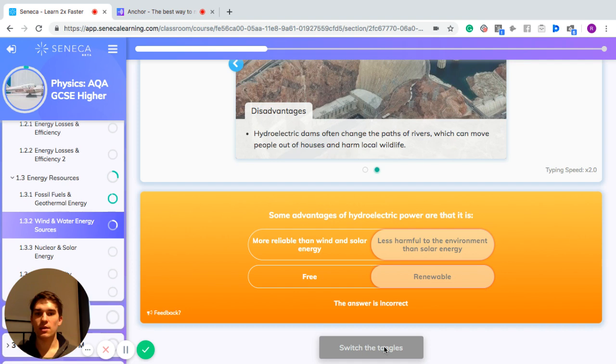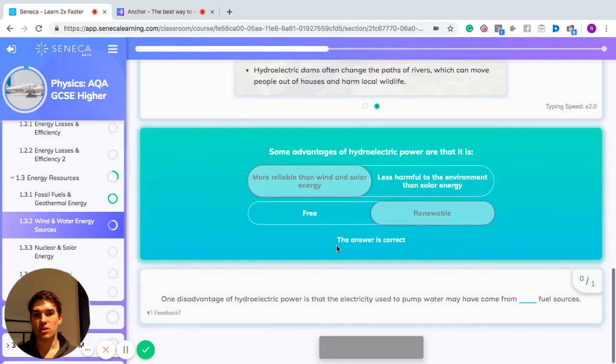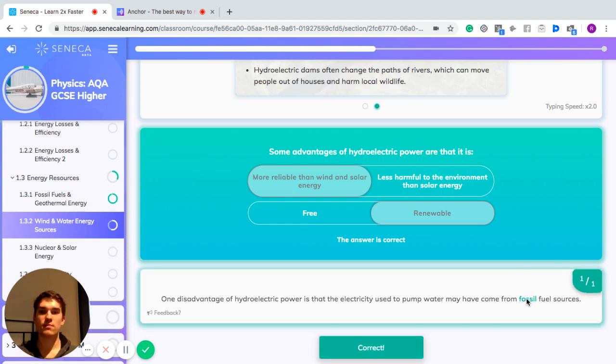So to recap, the advantages of hydroelectric power are that it is more reliable than wind and solar energy, and it's renewable. And one disadvantage of hydroelectric power is that the electricity used to pump water may have to come from fossil fuels.